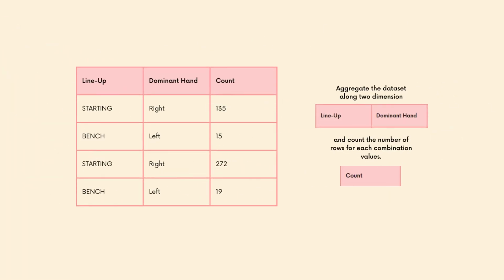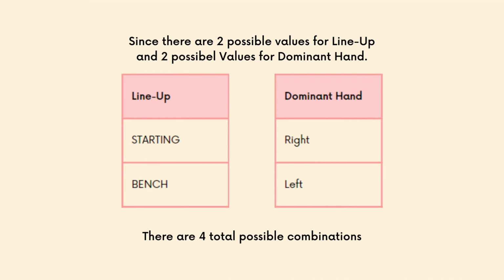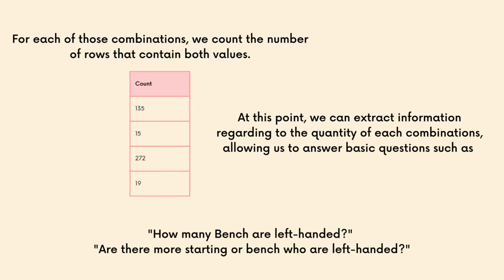To create a contingency table, the first step is to aggregate the original dataset along the two dimensions, lineup and handedness, and count the number of rows for each combination of values. Since there are two possible values for lineup, which are starting and bench, and two possible values for dominant hand, which are left and right, there are four total possible combinations: starting and right, starting and left, bench and right, bench and left. For each of those combinations, we count the number of rows that contain both values.